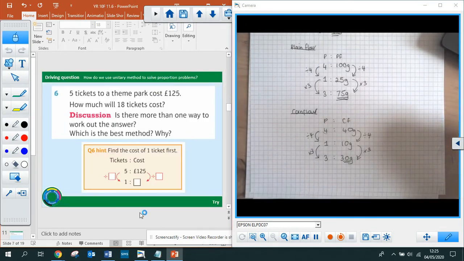Have a go, please, then. Again, I'll leave this on the screen for you. Pause the video. You have got a hint there, which helps you. It's the same as what I've been doing. It's just telling you to find the unitary method, unitary ratio rather. So please pause the video, have a go at the question and play when you're ready to go through the solution.